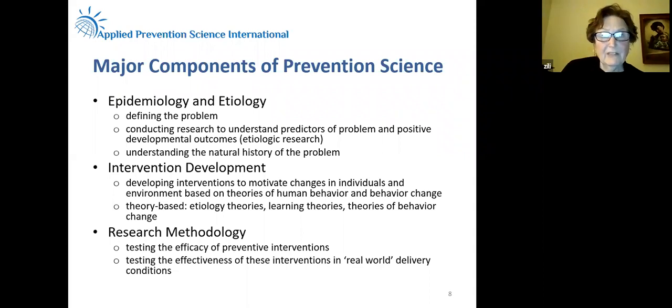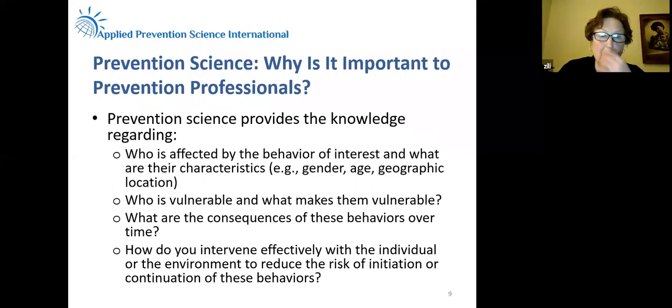The other aspect that's important is the research methodology that tests the efficacy of prevention interventions, and the effectiveness once these interventions are found to be effective in controlled circumstances, such as in randomized controlled trials. Then, how do they actually work in the real world? So that research methodology is really important. Those are the major components of prevention science.